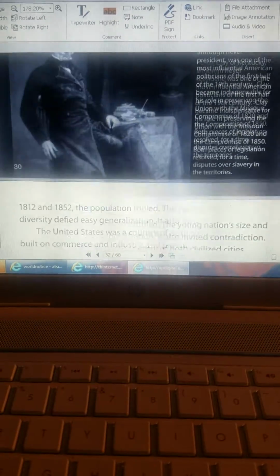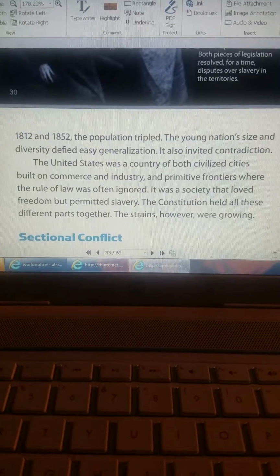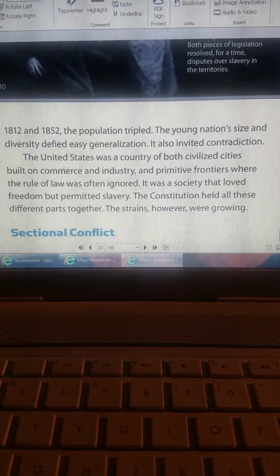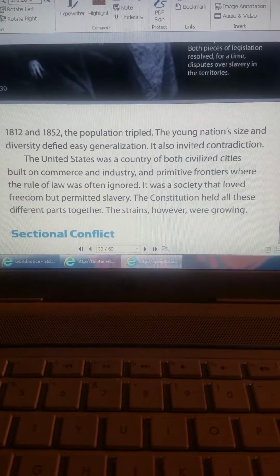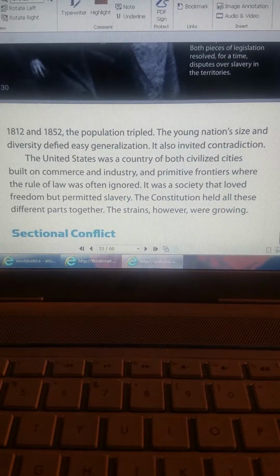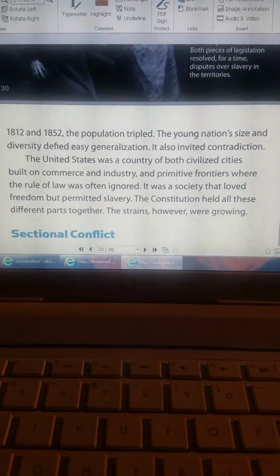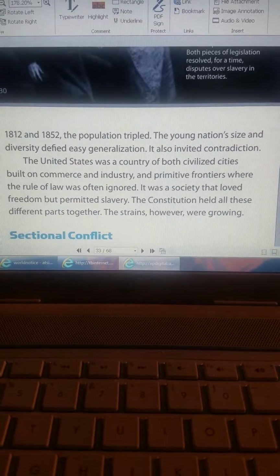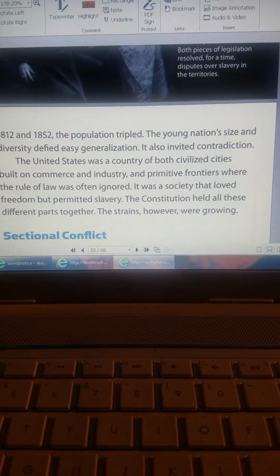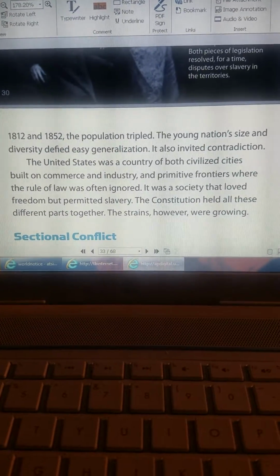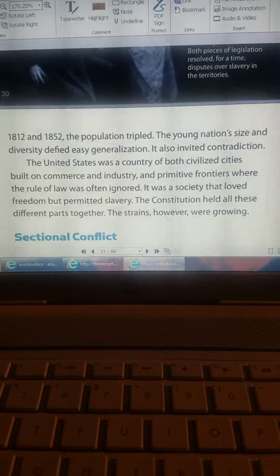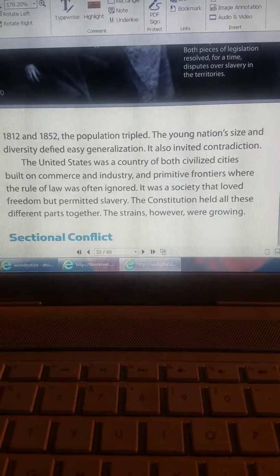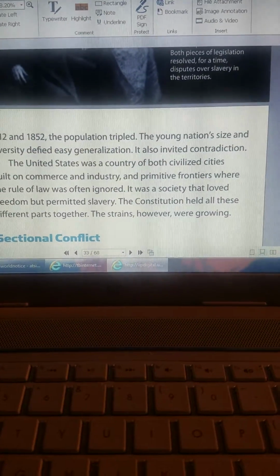Between 1812 and 1852, the population tripled. The young nation's size and diversity defied easy generalization. It also invited contradiction. The United States was a country of both civilized cities built on commerce and industry and primitive frontiers where the rule of law was often ignored. It was a society that loved freedom but permitted slavery. The Constitution held all these different parts together. The strains, however, were growing.